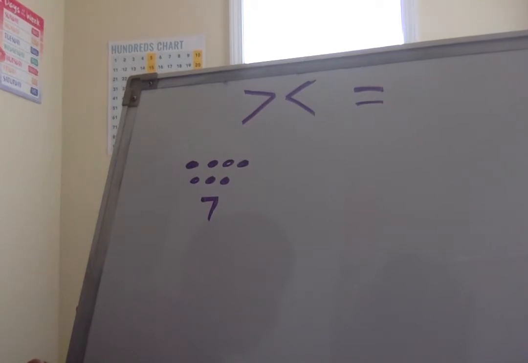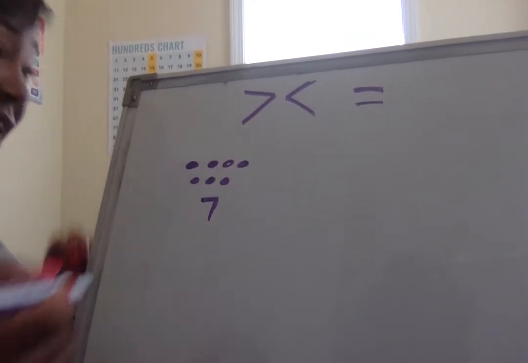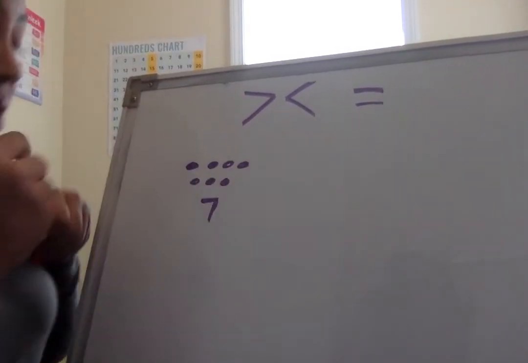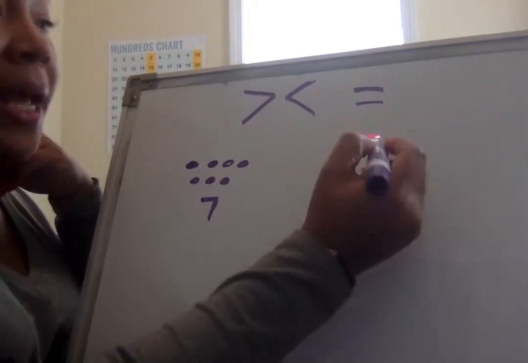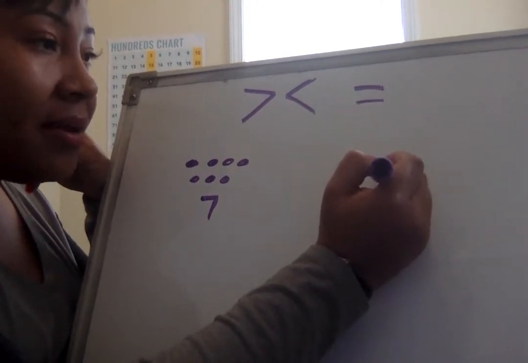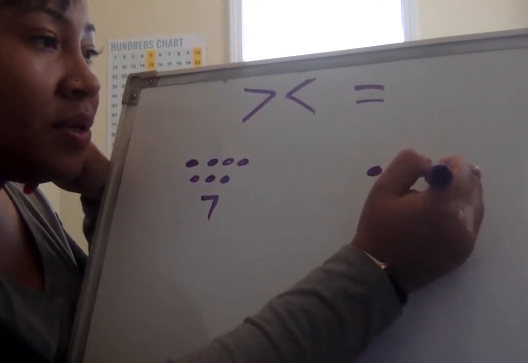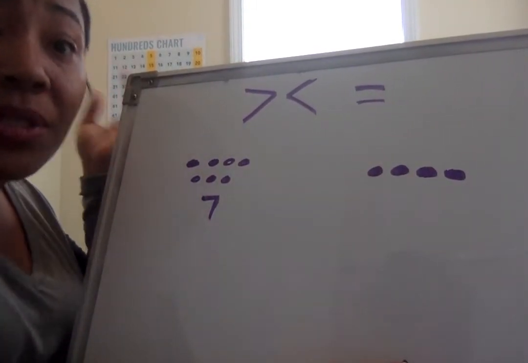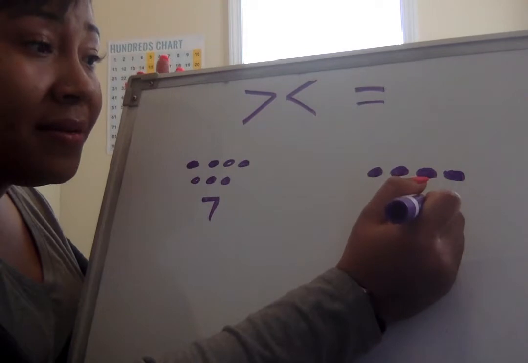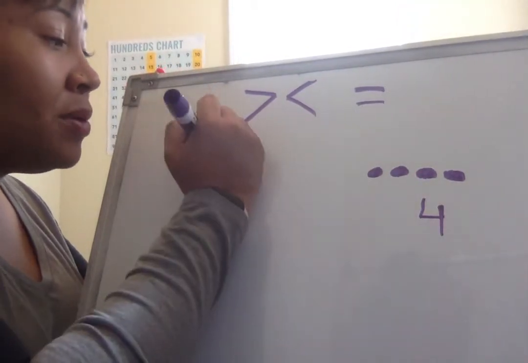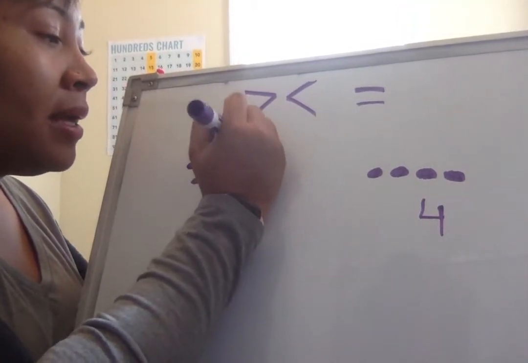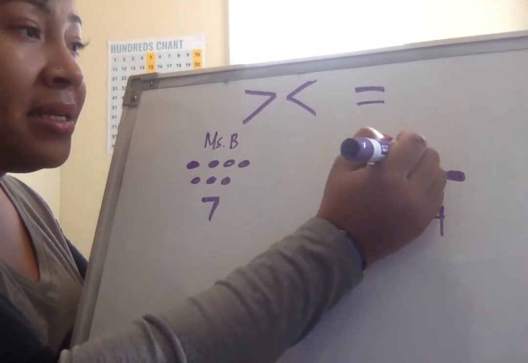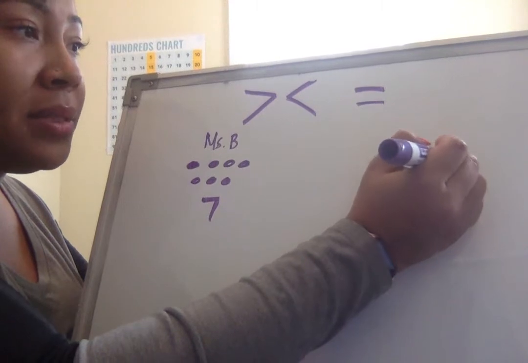But then, Essence, she had, and let me get a different marker for Essence. No, I'm going to use the same marker. Essence had 1, 2, 3, 4 Skittles. Essence had how many Skittles? 4 Skittles. So Miss Bloom had 7 Skittles and Essence had 4 Skittles.